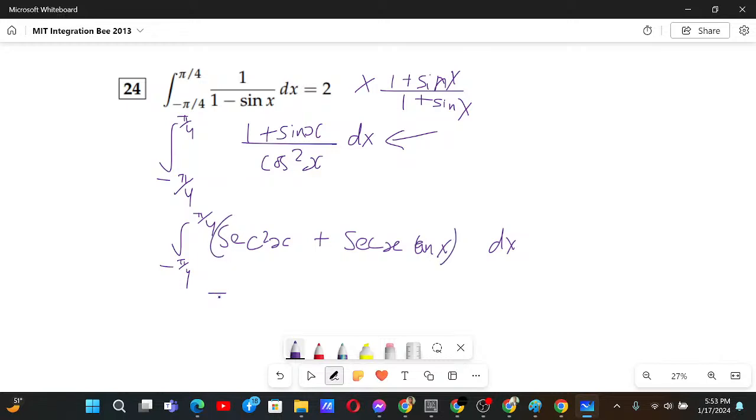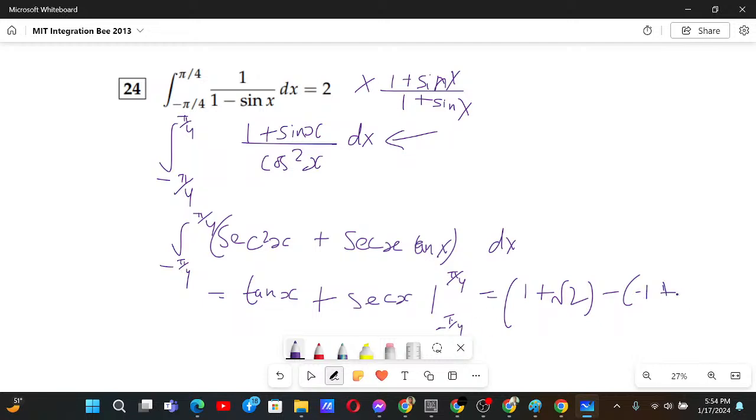Now that will be tan x plus sec x, going from minus pi by 4 to pi by 4. Tan pi by 4 is 1, sec pi by 4 is root 2, minus tan of minus pi by 4, which is minus 1, and sec of minus pi by 4 is root 2. So this will be 1 plus 1, that's 2. 2 is the answer. Yeah, we have that here as well.